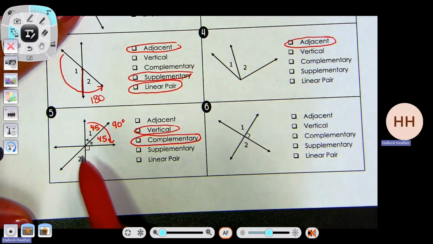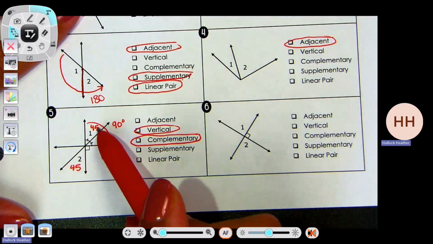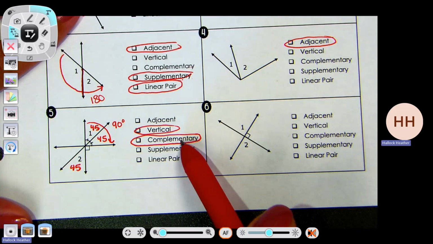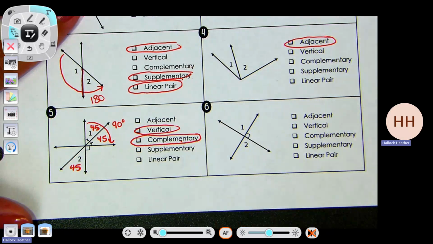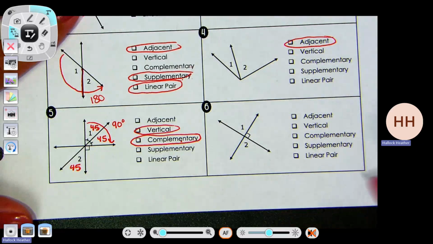And since 1 and 2 are vertical, then 45 would go here. So if I took angle 1 and angle 2 and I added them together, it would still make 90 degrees. So that's like going a little bit harder and a little bit more in depth, but they are complementary. Okay, so number 6 has 2 correct answers.